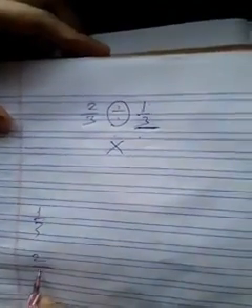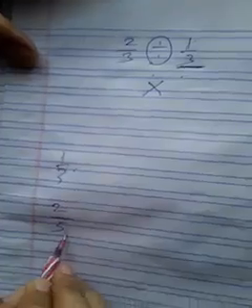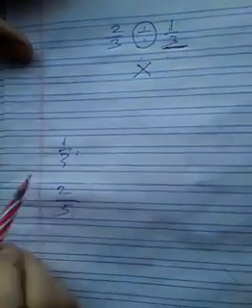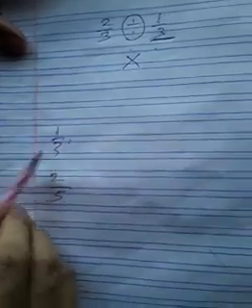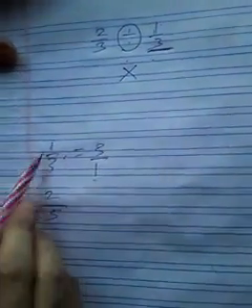Understood? Suppose 1 upon 3, 2 upon 5. Okay. So what is the reciprocal of 1 upon 3 and 2 upon 5? Okay. Change numerator to denominator and denominator to numerator. So 3 upon 1. Okay, 3 upon 1 is the reciprocal of 1 upon 3.